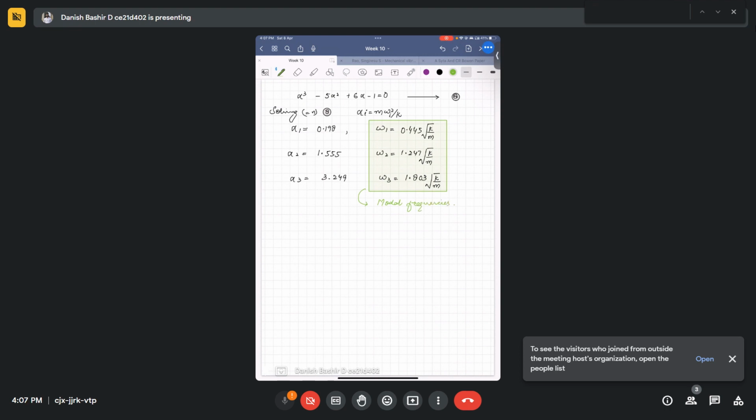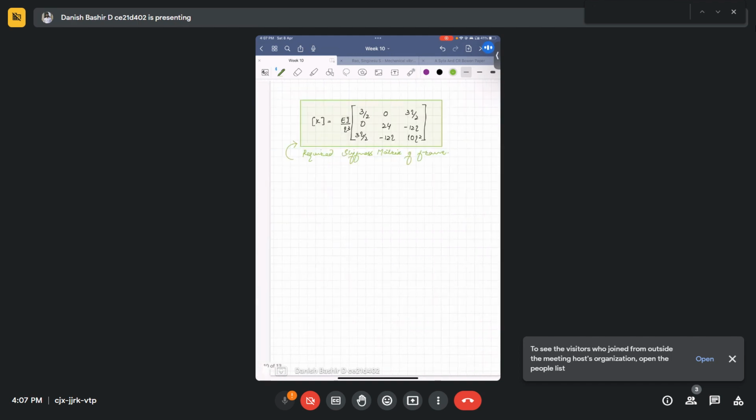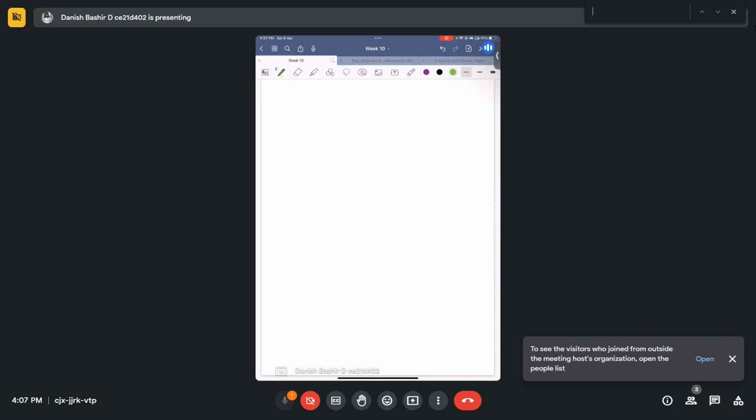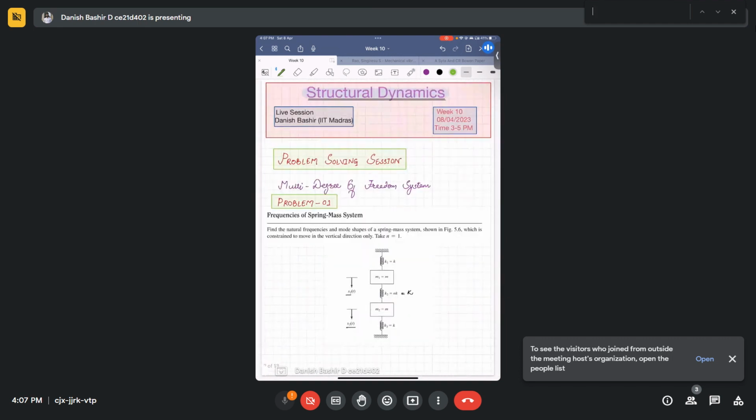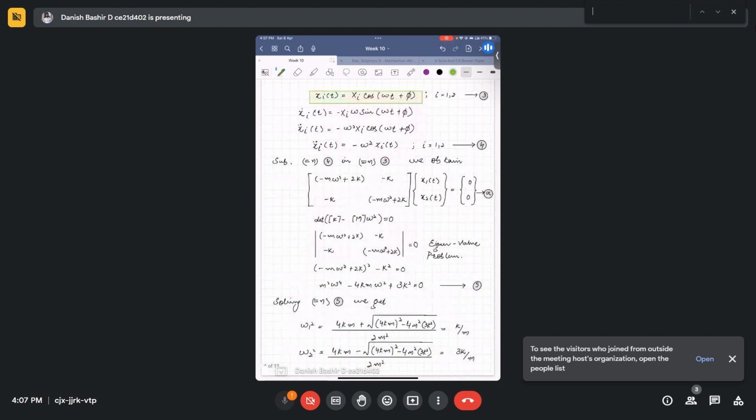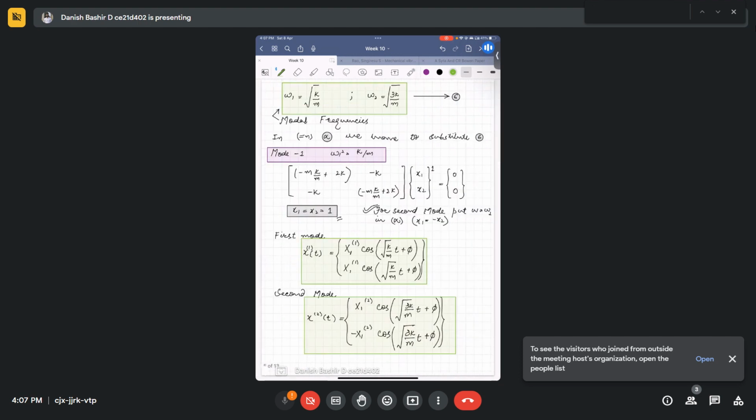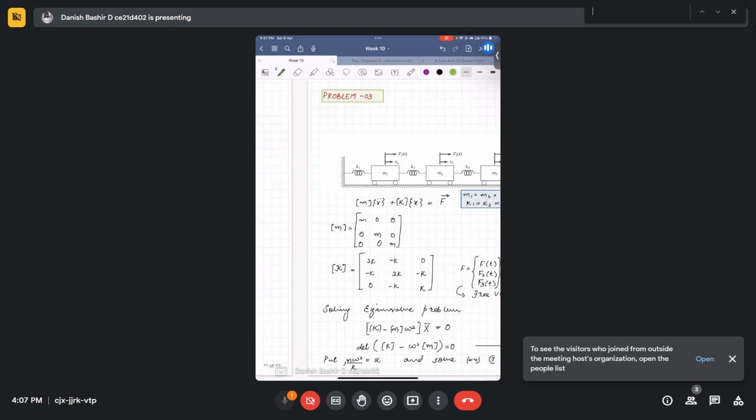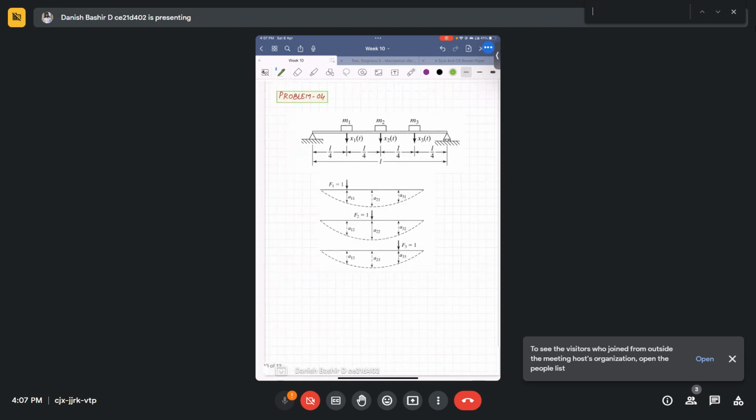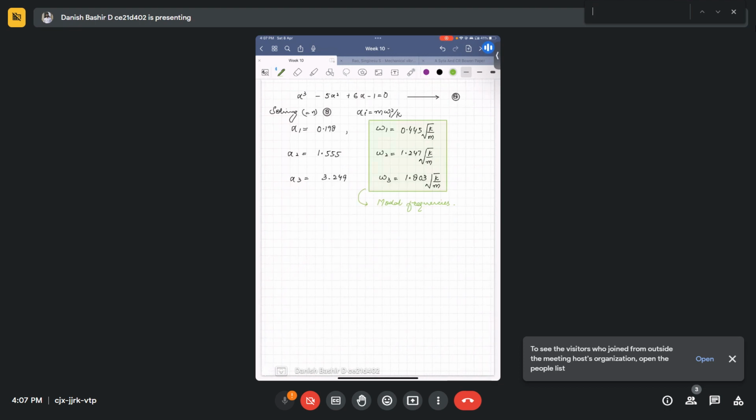So if I start doing the same procedure as I did in problem first, once I got this omega 1, omega 2, omega 3, then x1 for mode 1, mode 2, mode 3, the same procedure I will follow here in this equation. Once I follow the same procedure, I will get all the three required mode shapes. I am not doing it again here. I will just write the mode shapes that we will get.